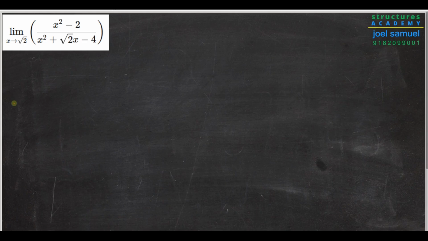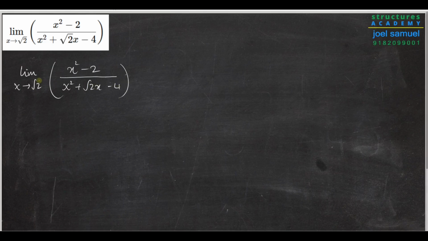Alright, let us look at another limit question. Let us evaluate the limit of x square minus 2 divided by x square plus root 2x minus 4 as x approaches root 2. So let's write down the given question. Limit as x approaches root 2, x square minus 2 divided by x square plus root 2x minus 4.